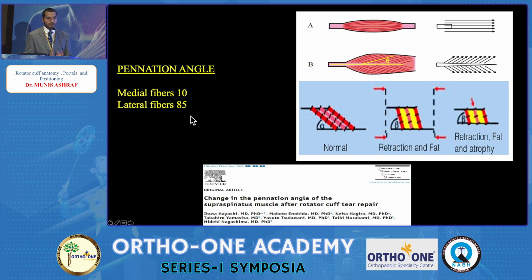Now pennation: the more the angle, the more the force, the more the action of the muscle. So this is lost in retraction and fatty atrophy. The fibers are more parallel and hence can lose the capacity to bring out a force. So this fundamental concept is required to understand why retracted or fatty atrophied muscles do not exert the action.